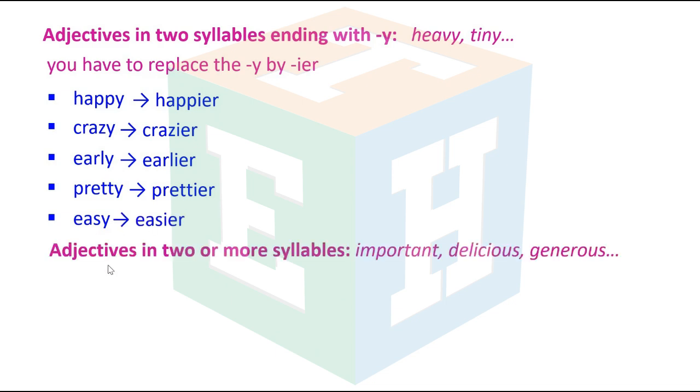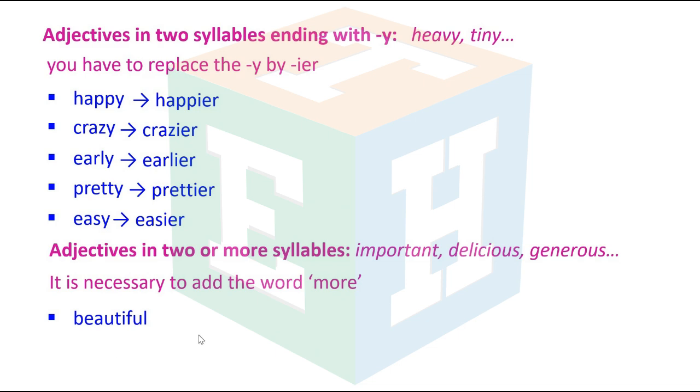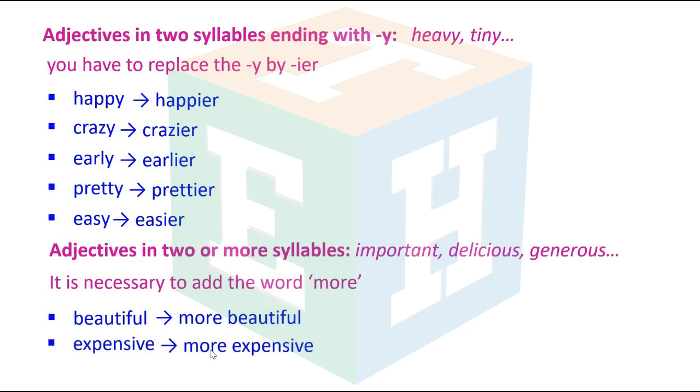Adjectives in two or more syllables: important, delicious, generous. It is necessary to add the word more. Beautiful, more beautiful. Expensive, more expensive.